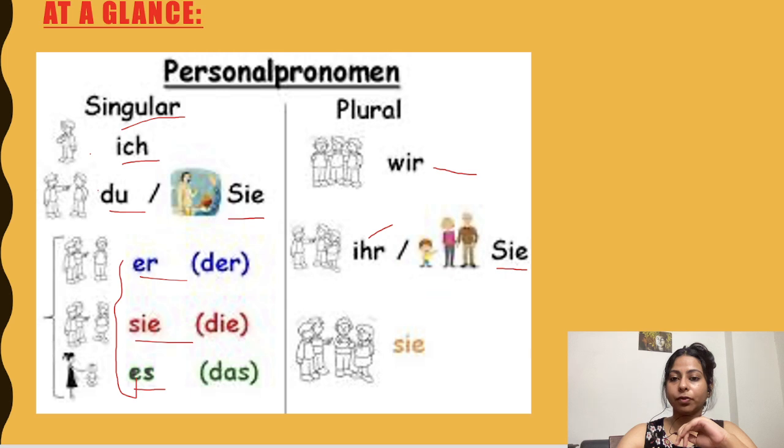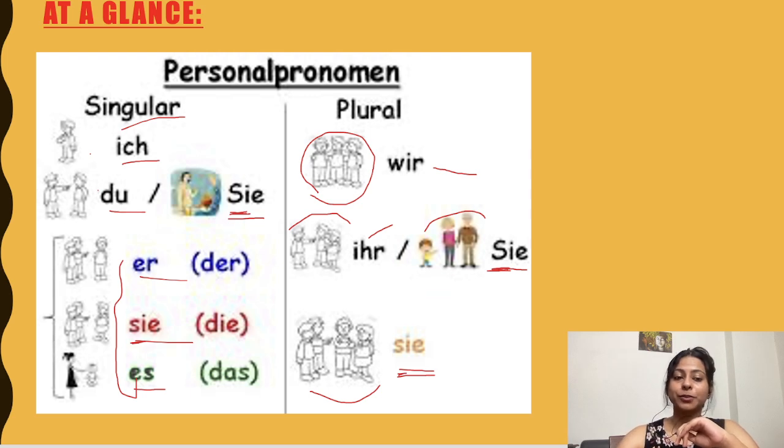So if you could see from the pictures, there is more than one person here. There is more than one person. And even here, and even in this picture. So it's plural. So third person plural will also be sie. And if you notice the capital and the small, so here second person formal is capital S, and again here S is capital, and third person sie is small.